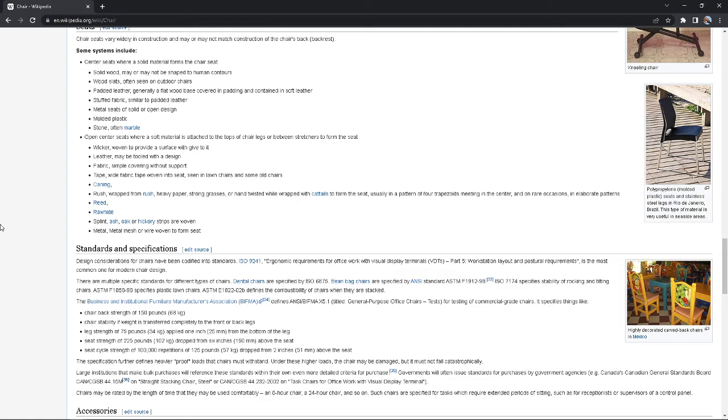Tape, wide fabric tape woven into seats seen in long chairs and some old chairs. Caning, rush, wrapped with rush. Heavy paper, strong grasses, or hand-twisted while wrapped in cattails to form the seat, usually in the pattern of four trapezoids meeting in the center, and on rare occasions in elaborate patterns. Reed, rawhide, splint, ash, oak, or hickory strips are woven, metal mesh, or wire woven to form seat.